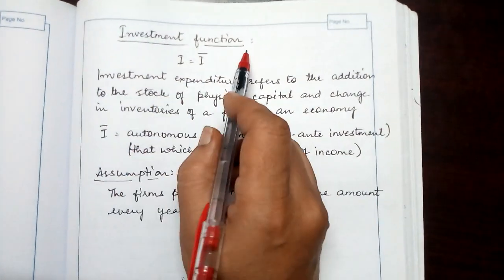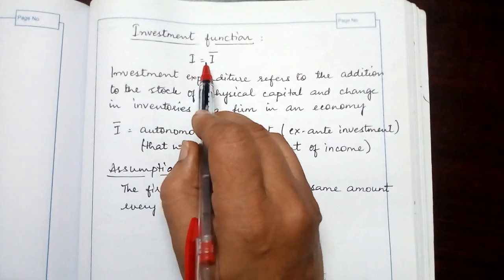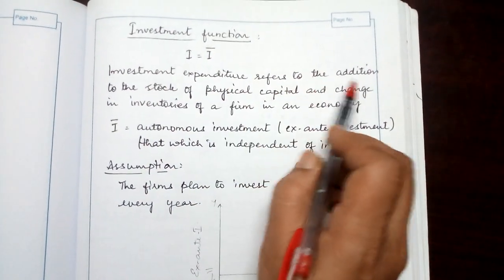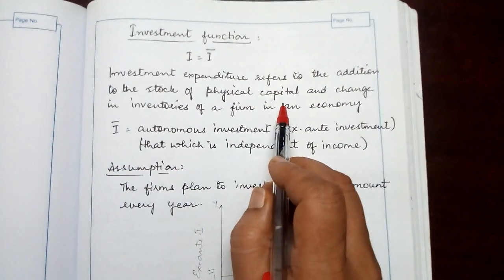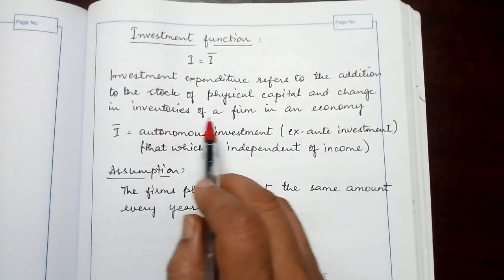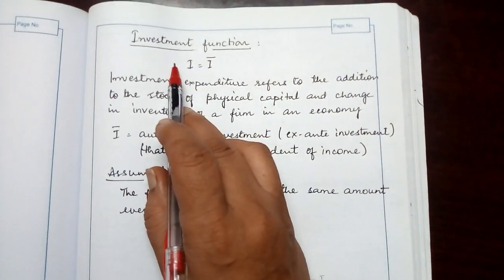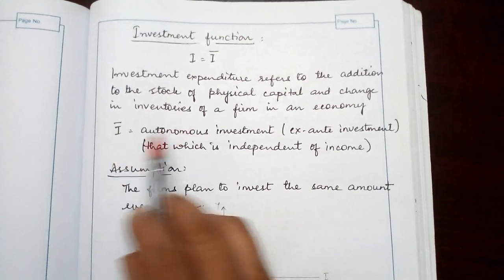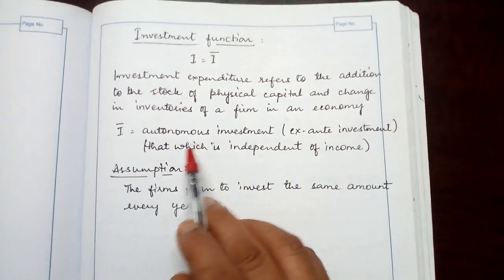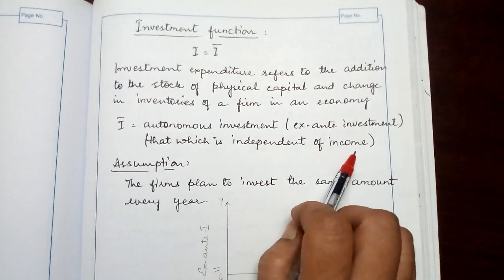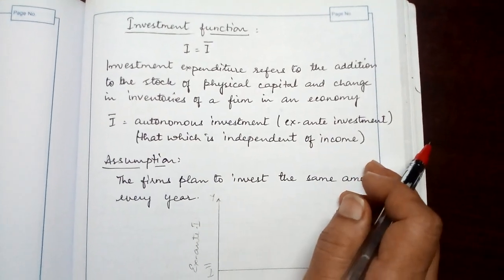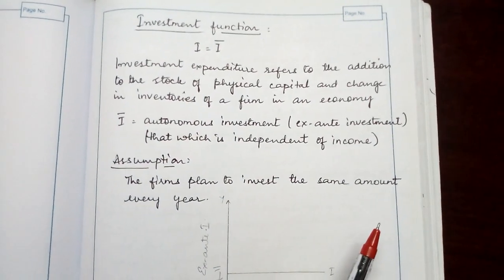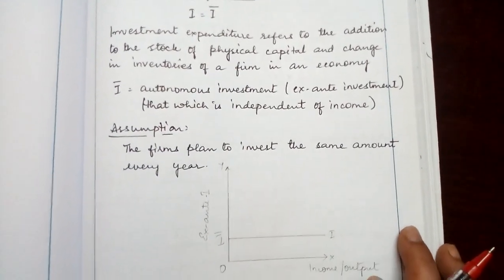Let us now look at investment function. I is equal to I bar. Investment expenditure refers to the addition to the stock of physical capital and change in inventories of a firm in the economy. We learnt investment is by the firms. So autonomous investment or ex ante investment is that which is independent of income. Whatever be the income, investment remains independent of income. It does not depend on the income.